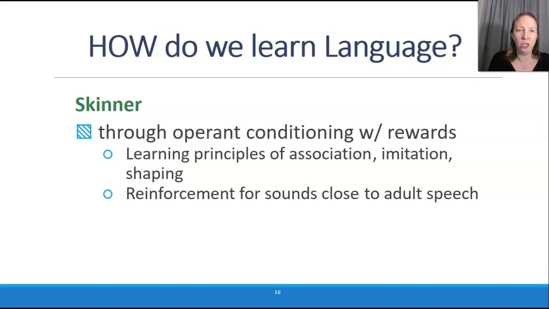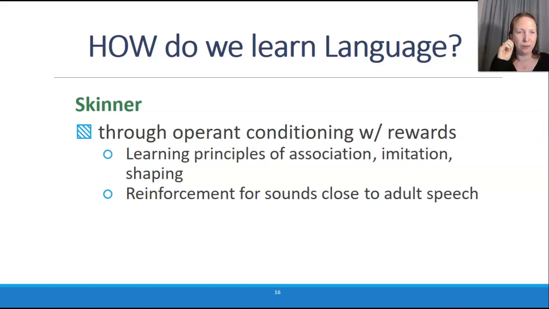Mimicking or imitation of the adult, saying, "Say mama, mama," and then they say mama, and everyone goes, "Yay!" So that's another reason why Skinner says people learn language. And then shaping. So "ma," "mama," yay! "Mama and dada," yay! And "mama and dada, love you." You know, those sorts of things.